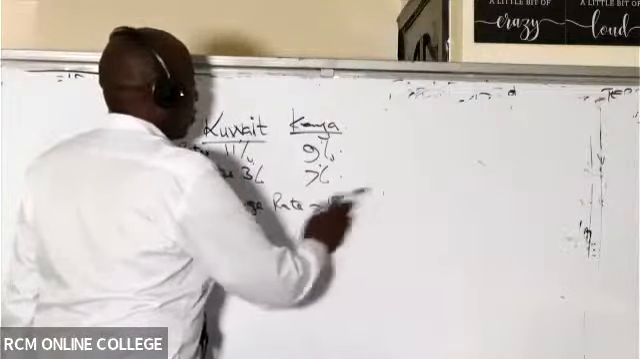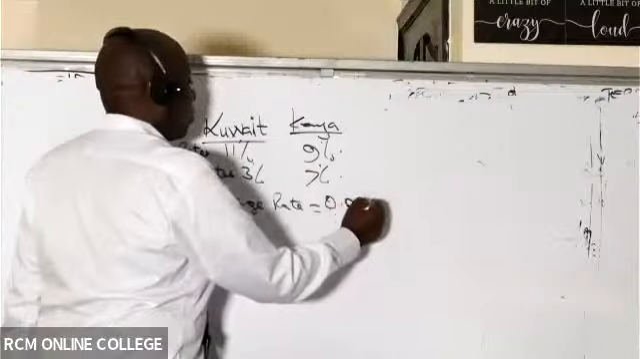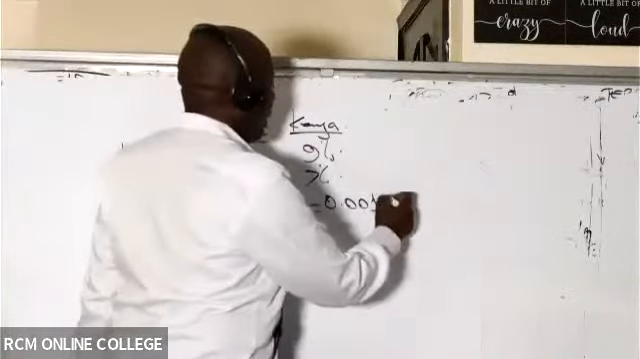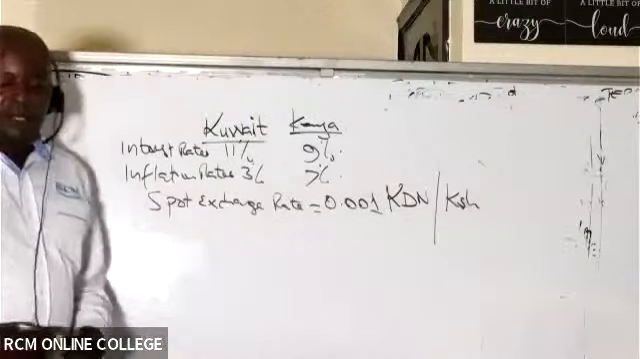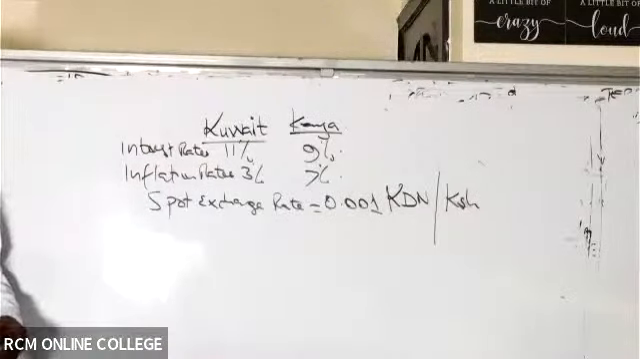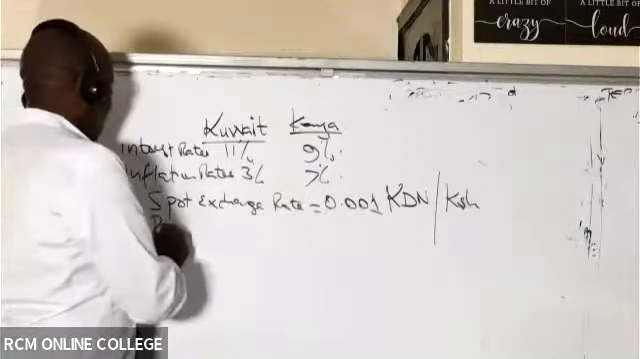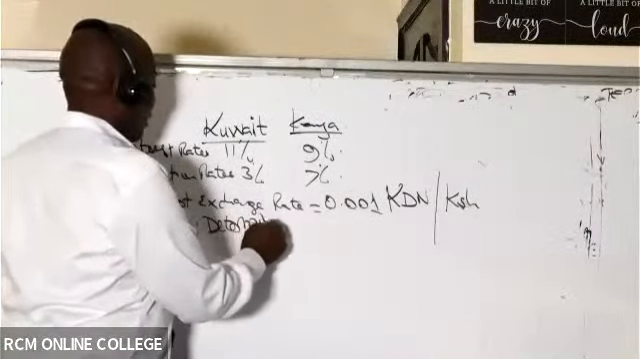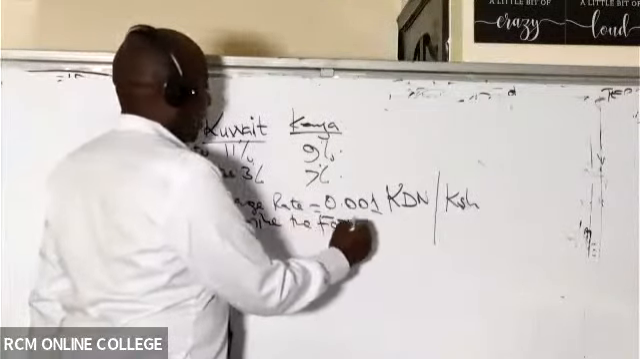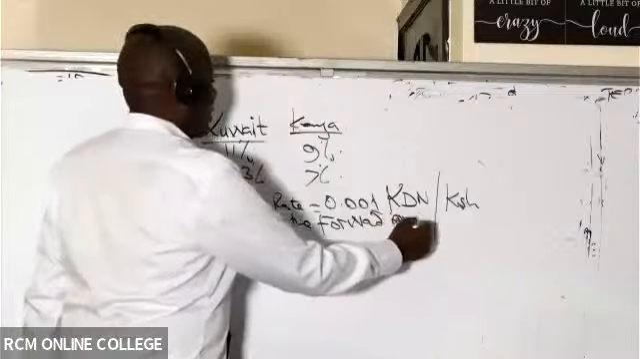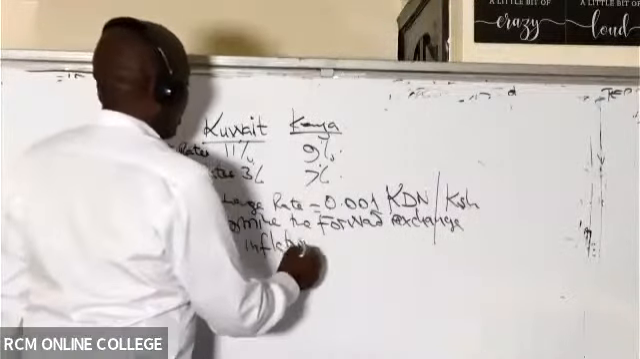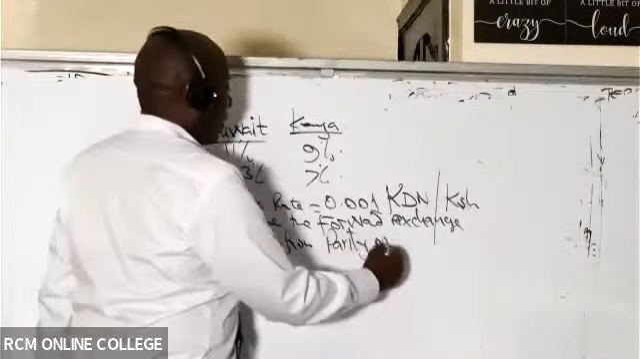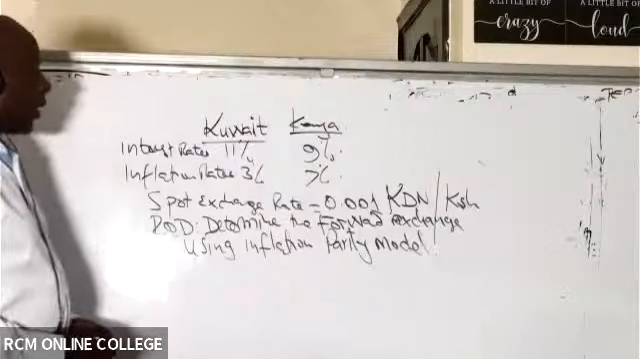The spot exchange rate is, let me say, 0.001 Kuwait dinar per Kenya shilling. And then we shall be required to determine the forward exchange rate using the inflation parity model. This has been tested not once, not twice, many times.